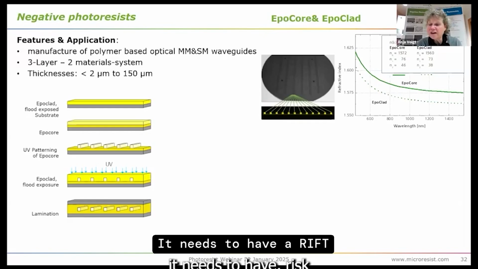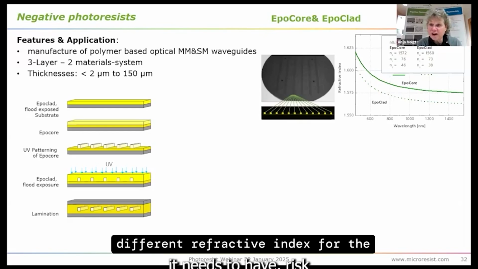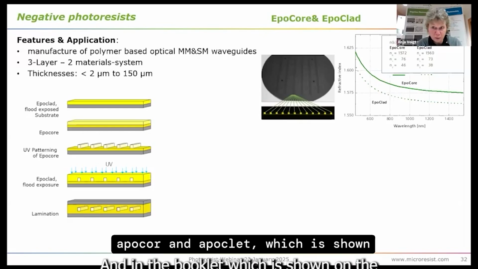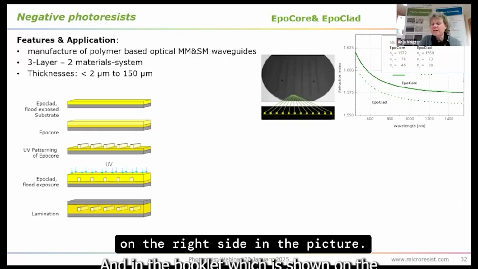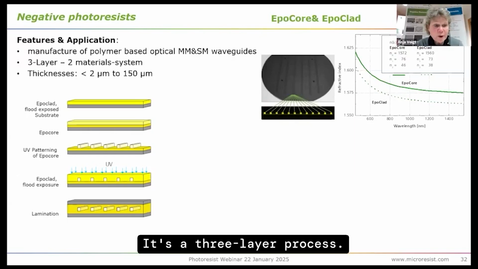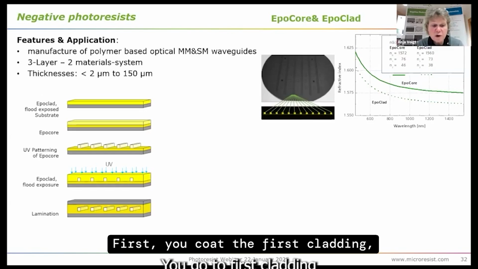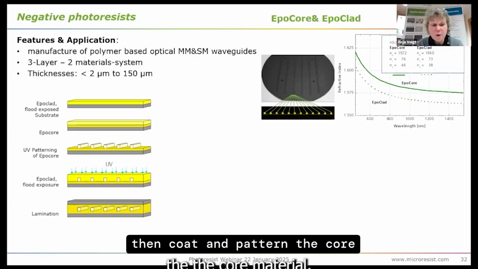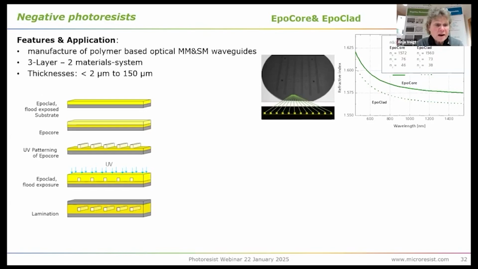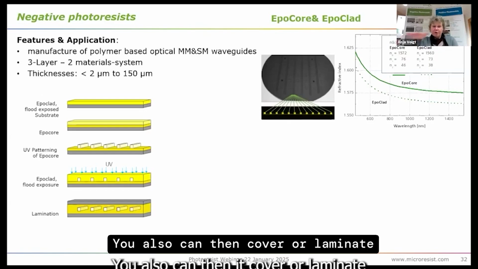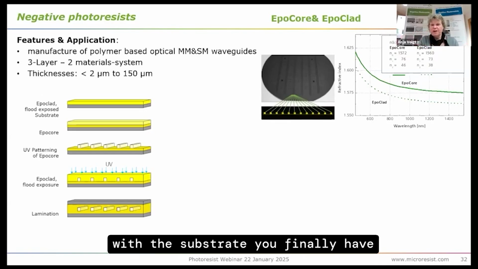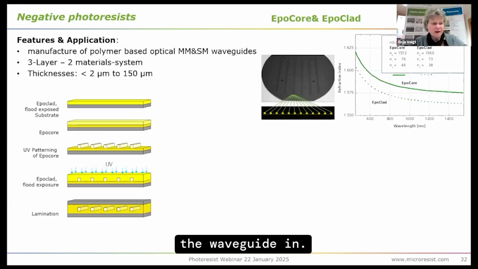What is required? It needs to have different refractive indices for the Epocore and the Epoclad, which is shown on the right side in the picture. It's a three-layer process. First, you coat the first cladding, then coat and pattern the core material, and cover it with the Epoclad. You can also then cover or laminate with the substrate. You finally have the waveguide.